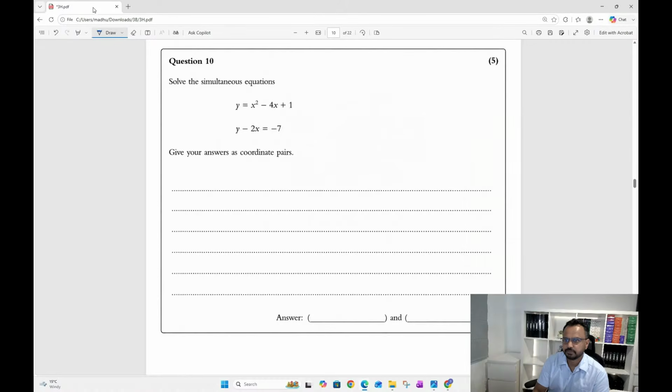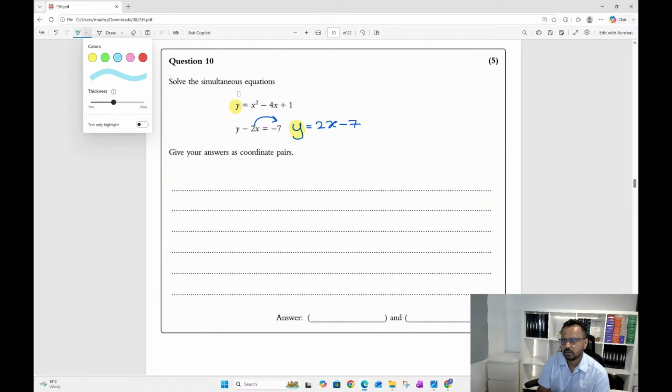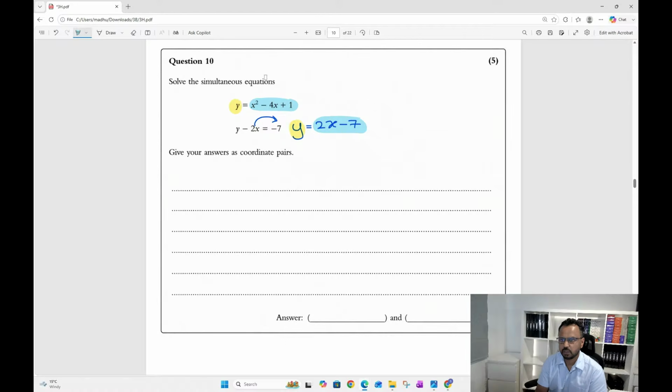Let's have a look, guys. Solve these two simultaneous equations. Now, what you can do, yes, Visha, you're supposed to get two sets of answers as coordinates. Move the negative 2x to the other side. So, what do we get? y is equal to 2x minus 7. Now, you can see on this one, the left hand side is y. On this one is also the same y. On this, the right hand side is x squared minus 4x plus 1, and here we get that. Obviously, these two are equal, aren't they? Because the left hand sides are equal, so the right hand sides are equal.